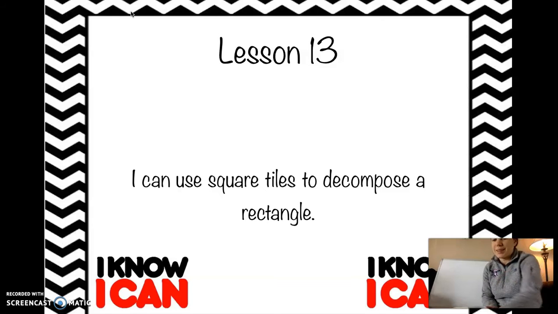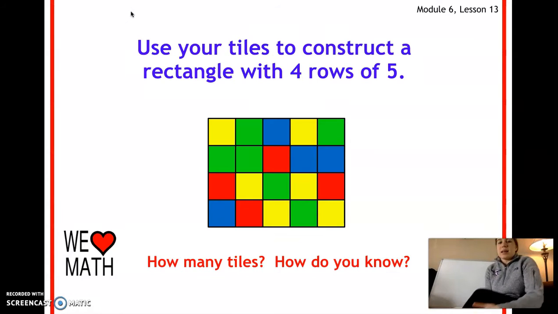So let's get started. It says, use your tiles to construct a rectangle of 4 rows of 5. So remember our rows go across our page. And they want you to do 4 rows of 5. And then they ask you how many tiles and how do you know? I know you can count up all those tiles, and that's one way you can find your answer.